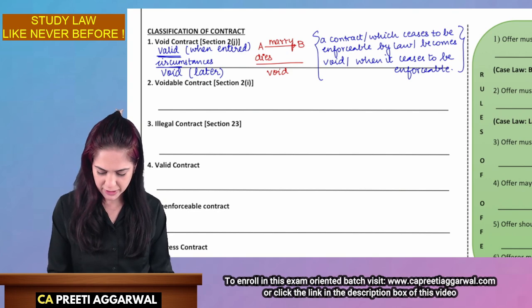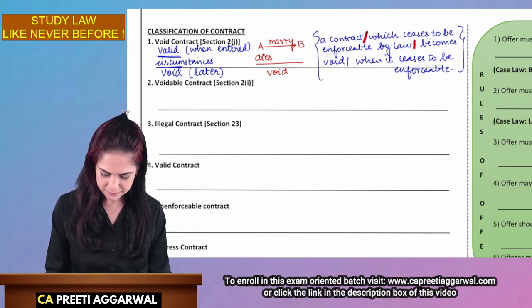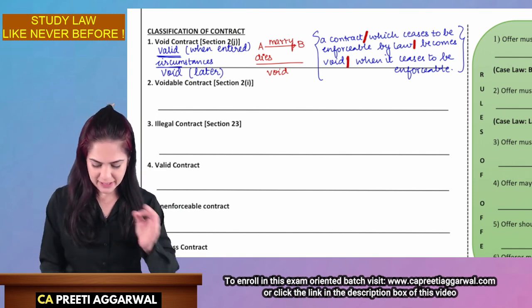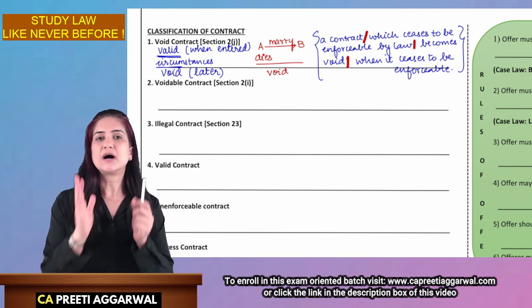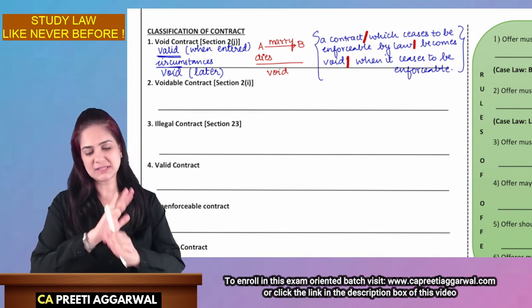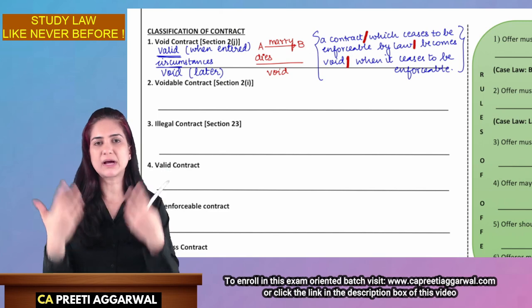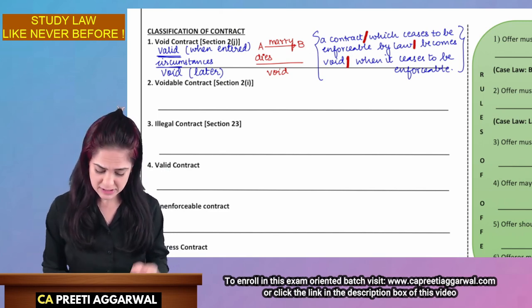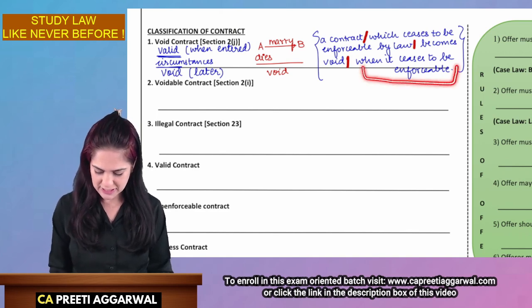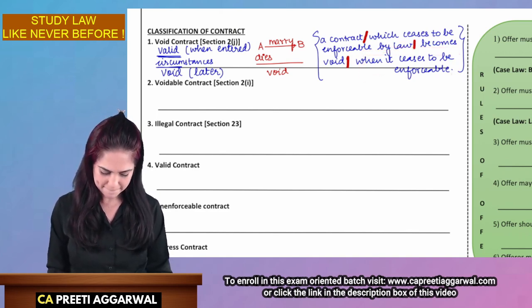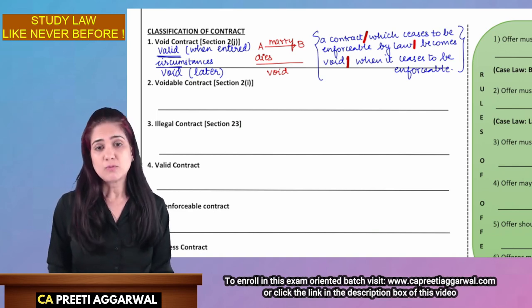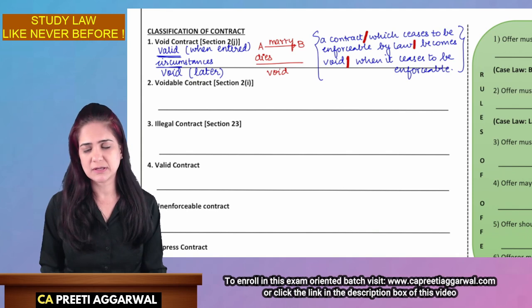When does it become void? When it ceases to be enforceable. These are my break points. I break the definition and learn it. A contract which ceases to be enforceable by law becomes void when it ceases to be enforceable. This last part is actually talking about the time when it is void. So when it stops being enforceable, it becomes void. Void ab initio is void agreement.